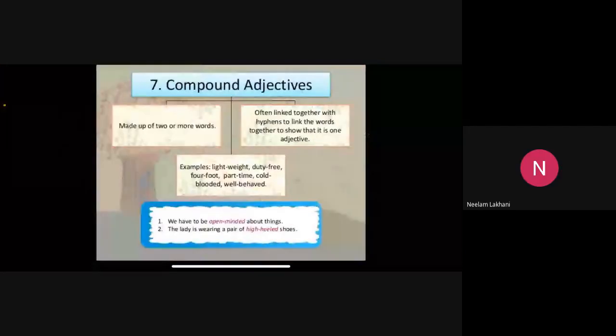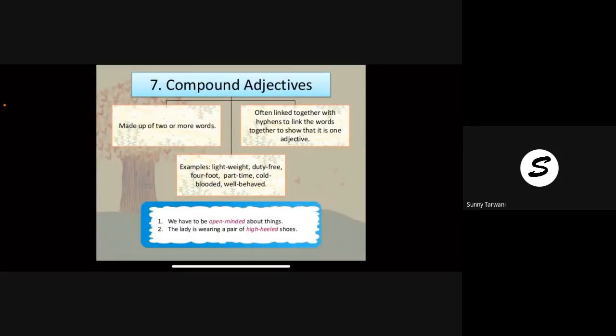Sir, can I read? Reading. What happened? I think Misbah is still reading, and then I will give a chance to others to read.